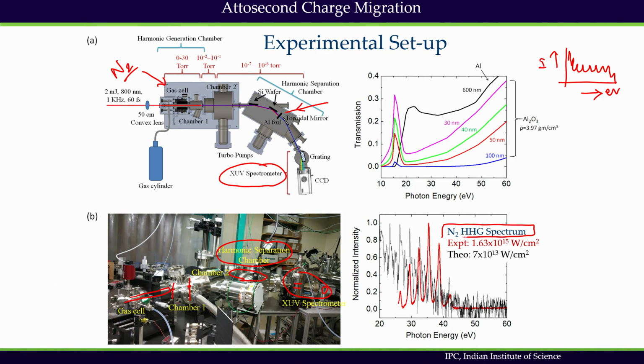When we looked at the N2 spectrum at this 10 to the power 15 watt per centimeter square high intensity, I mentioned that at high intensity we need to tunnel ionize it, and then the electron will be traveling in the field and it will recombine. So this is a strong field effect which we see in the HHG process. Now when we look at the N2 spectrum, our spectrum is this red color spectrum, which is quite different from what is expected from the HHG spectrum.